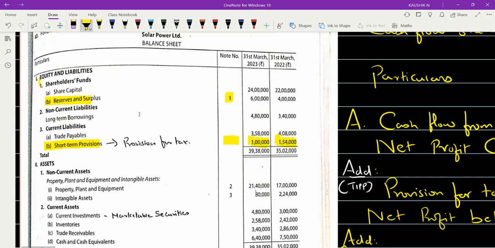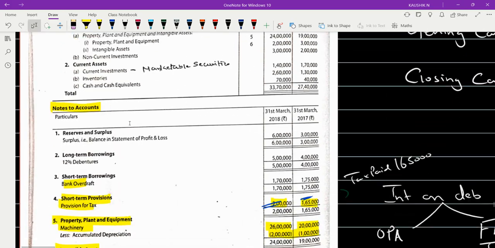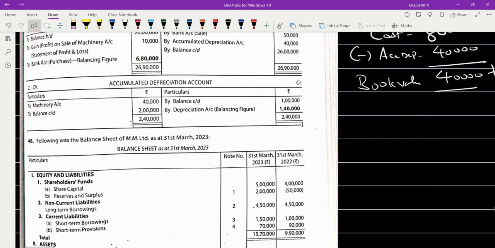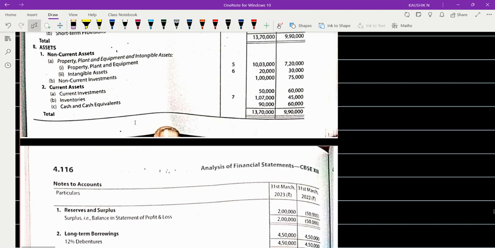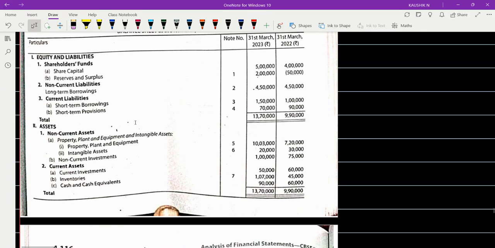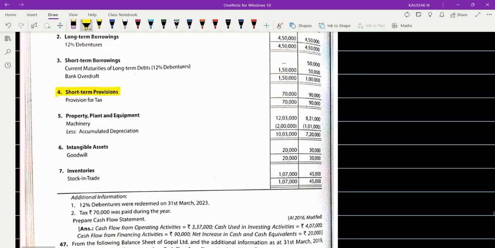ஓகே, let me show one more problem for your understanding. ஓகே. இப்ப இந்த சம் பாருங்க. இங்க உங்களுக்கு ஷார்ட் டெர்ம் ப்ரொவிஷன்ஸ் குடுத்துருக்கானா? அதுல ஒரு நோட் நம்பர் குடுத்துருக்கானா? சரி. நோட்ஸ் அக்கவுண்ட்ல போனா ஷார்ட் டெர்ம் ப்ரொவிஷன்ஸ் இருக்கா? ப்ரொவிஷன் ஃபார் டாக்ஸ் இருக்கா? ஓகே. கரண்ட் இயர்க்கு ஒரு வேல்யூ, ப்ரீவியஸ் இயர்க்கு வேல்யூ குடுத்துருக்கானா?